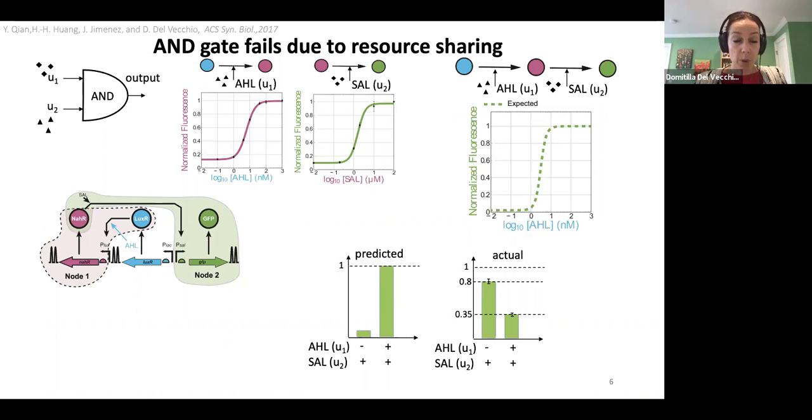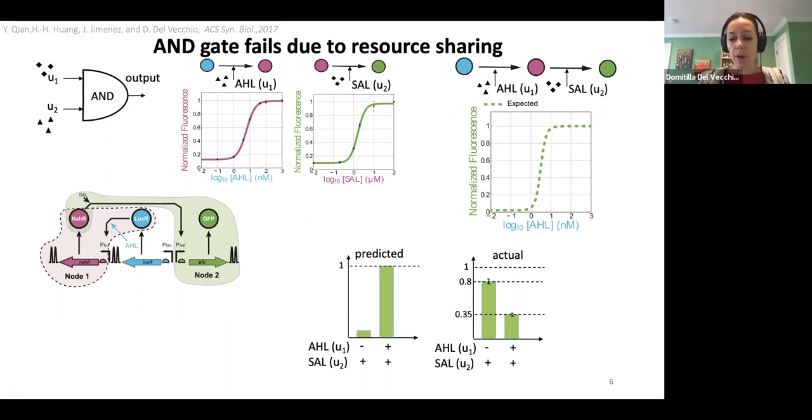And at this point, given the simplicity of this system, I was very disappointed with the student that was working on this, because I said, we are talking about curing cancer with genetic circuits and we can't build an AND gate. What's going on? So the students were very frustrated, clearly.